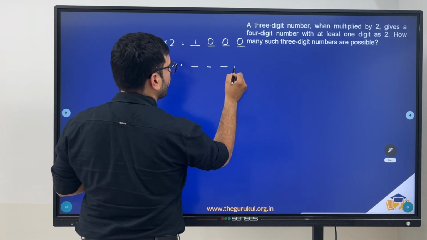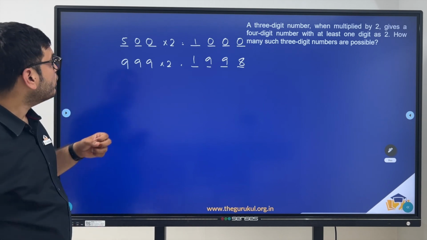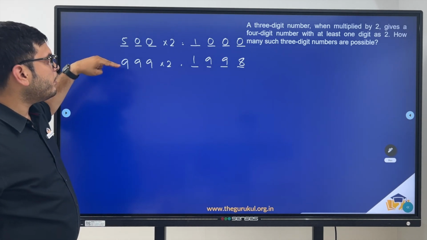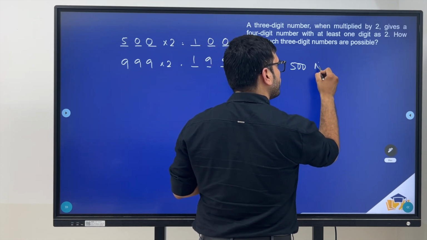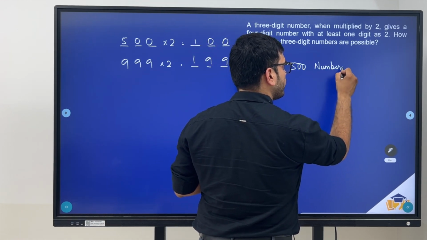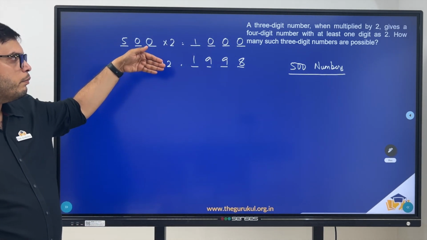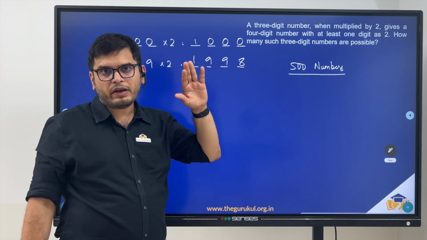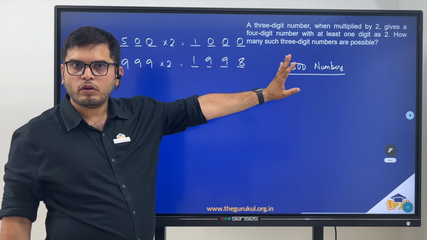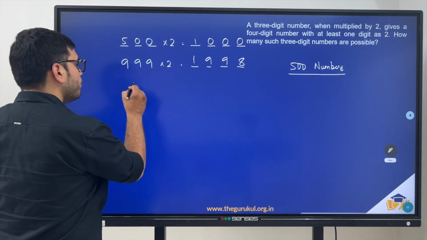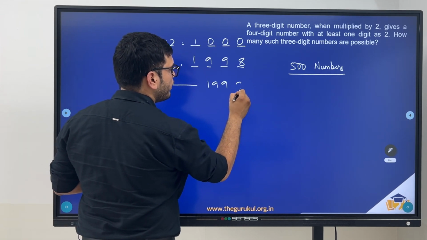that is 1998. Okay, so how many numbers are there from 500 to 999? You have 500 numbers, right? Now out of these 500 numbers, all these are even numbers, right? So something into 2 cannot be odd. So we should be considering even numbers from 1000 to 1998.